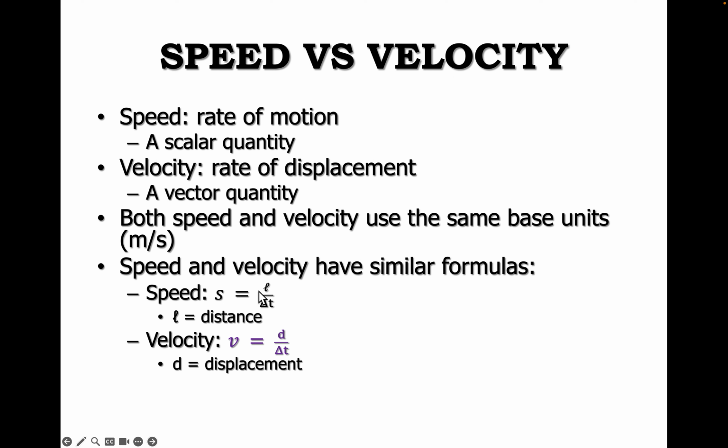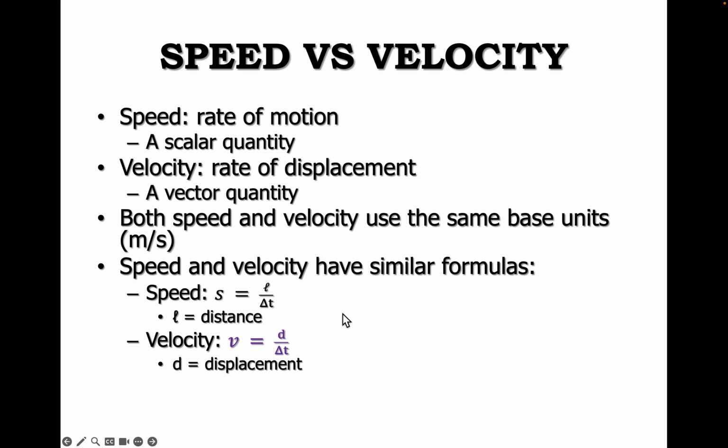So speed is distance over time, versus velocity is displacement, where d stands for displacement, over a change in time. So two different terms, distance versus displacement. Just like distance was a scalar quantity, speed would be considered a scalar quantity, versus velocity, because it refers to displacement, would be a vector quantity, essentially the rate of displacement, and speed would be the rate of motion.